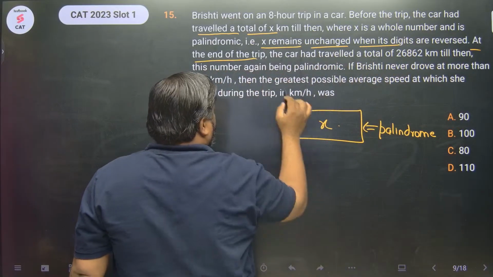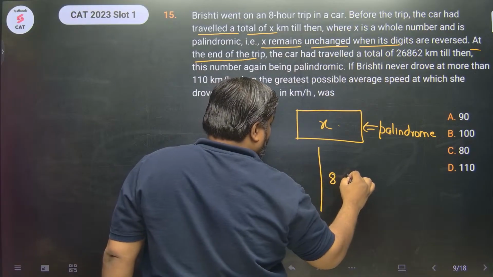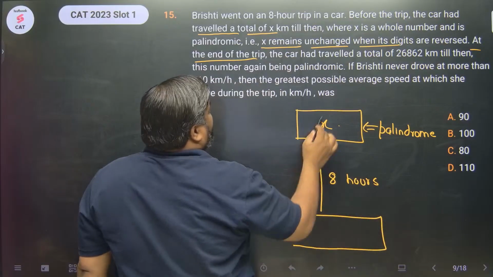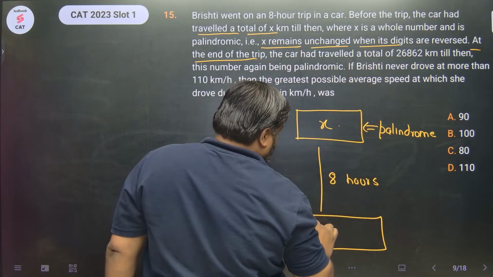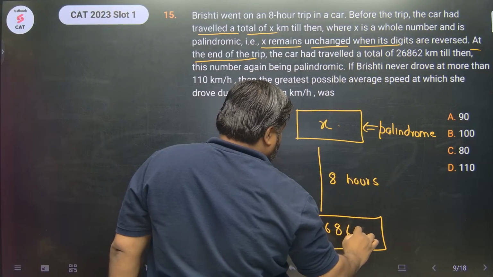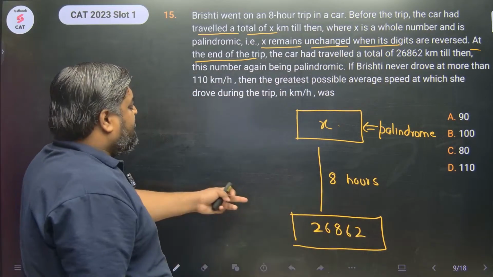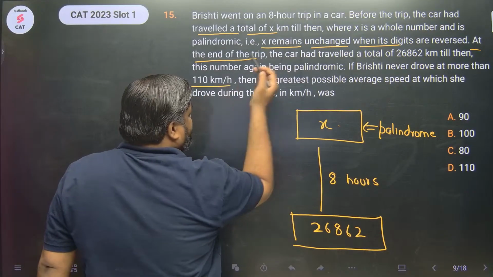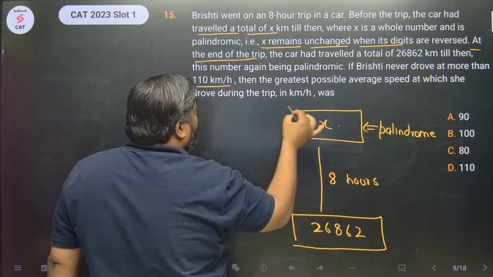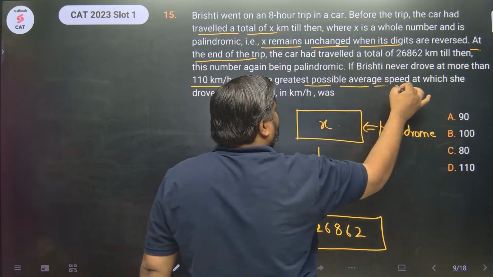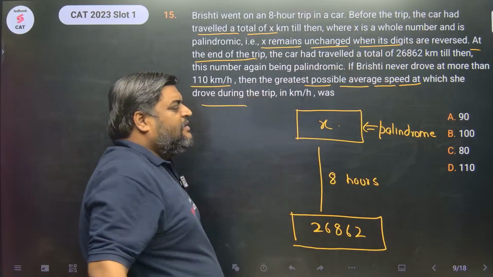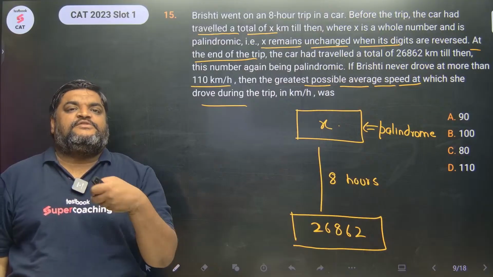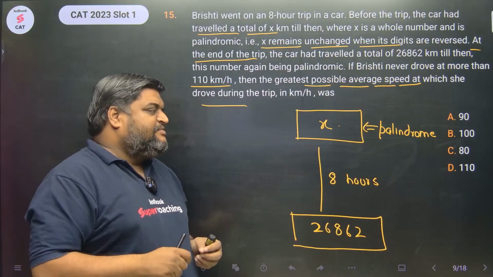At the end of the 8-hour trip, after 8 hours, the reading is 26862. The number again is a palindrome. If Brishti never drove with a speed of more than 110 km per hour, what is the greatest possible average speed at which she drove? What is the maximum average speed of Brishti?